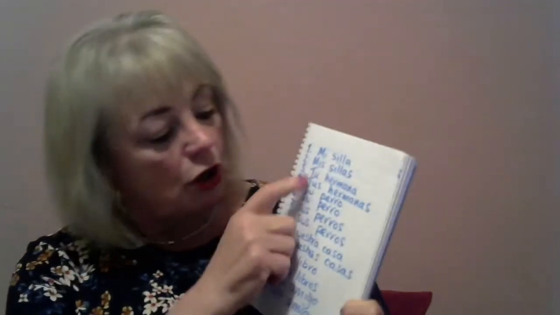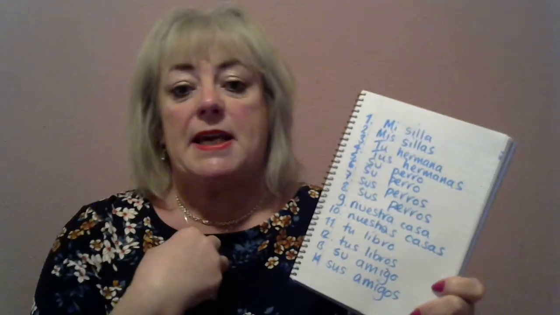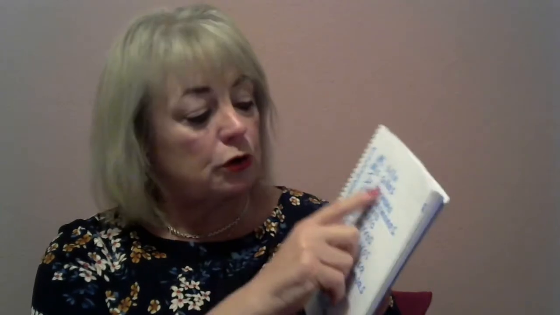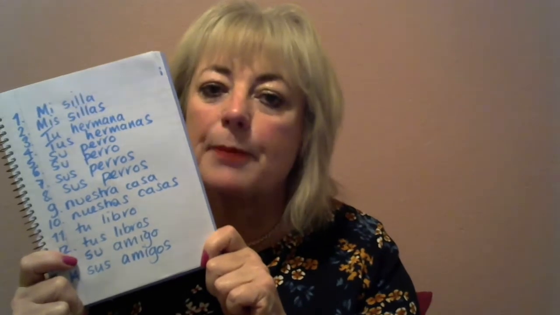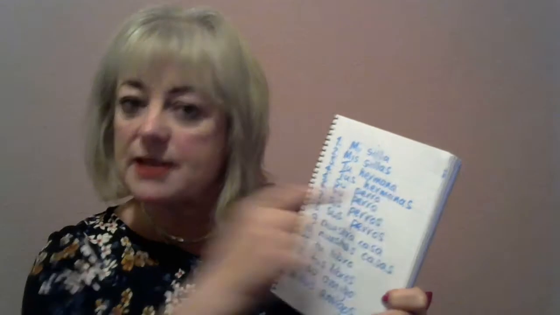Okay, so my chair, mi silla. Whereas my chairs is mis sillas. So notice that when they go plural, it doesn't depend on how many people it belongs to. It's still me, just one person. But it's how many objects there are. It's mis because it's sillas. Okay, and tu hermana, your sister. But tus hermanas, if you're saying your sisters. So yeah, tu becomes tus, and even though you're still only one person, it's because now there's more than one sister.